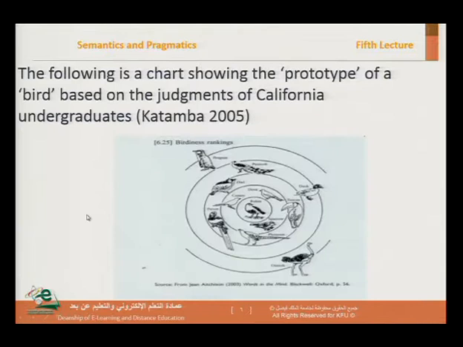The following is the chart showing the prototype of a bird based on the judgments of California undergraduates. This study was done in 2005 with the help of students, undergraduates in California. They thought about these birds as the prototype. So robin probably is in the end, in the center.